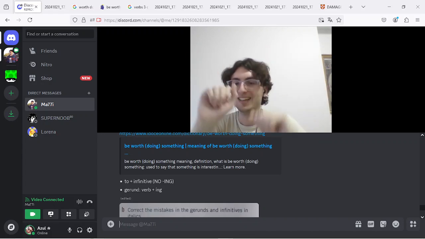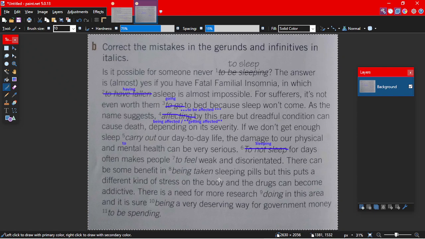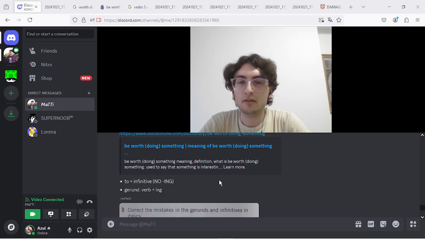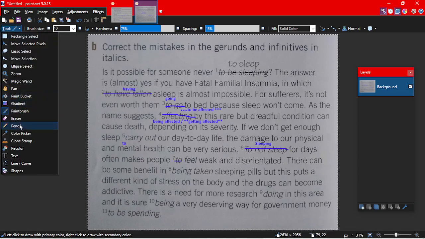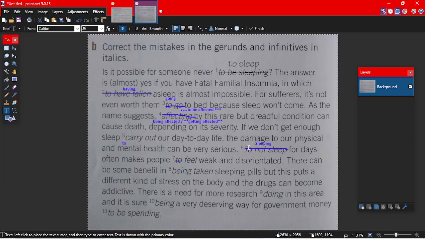To do. Okay, yeah. So here comes the gerund, which is sleeping. Yeah, sleeping for days. Okay. I mean, not sleeping for days often makes people... Yeah, sorry, it's that one. It's not sleeping for days. Yeah, it's a negative.